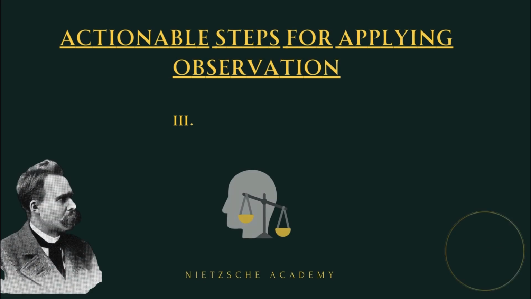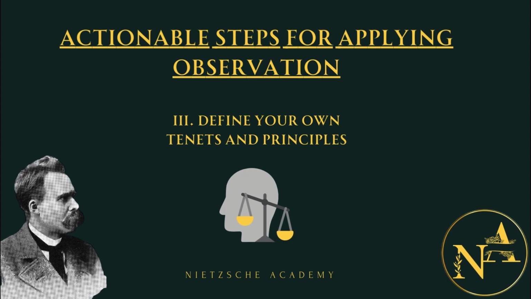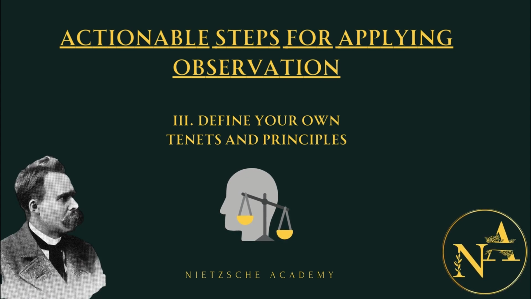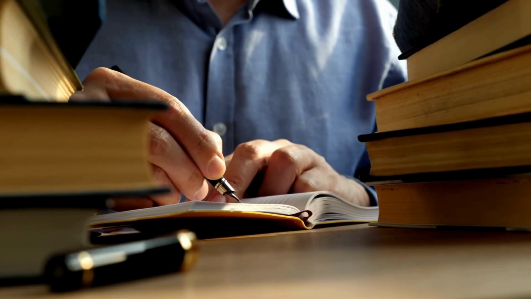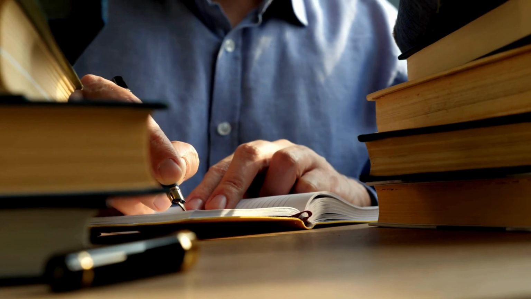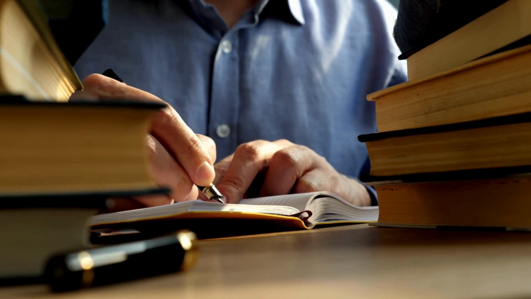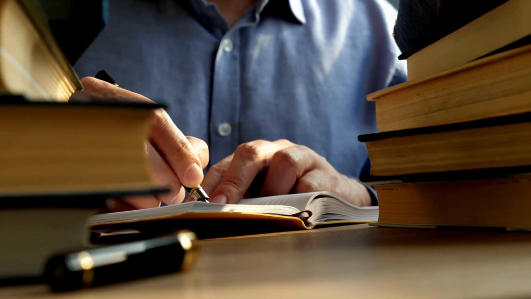Actionable step number 3. Make your observations into your personal tenets and principles. You can do this by keeping a logbook or a file of your best, most important and overarching insights. Write down your most insightful observation into a logbook as a rule you obey. It has to be something very important to you, an aspect of life you don't ever compromise, something non-negotiable.